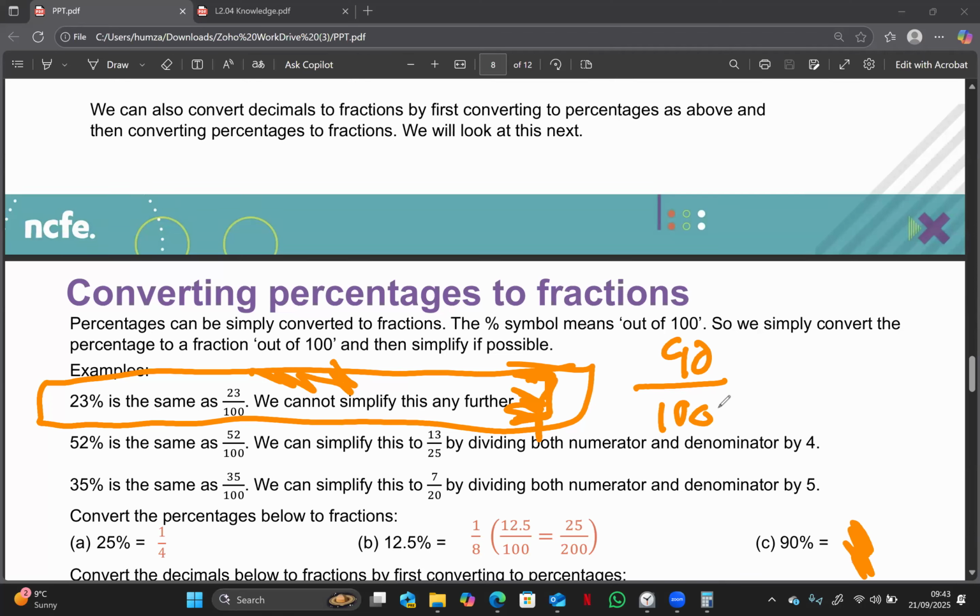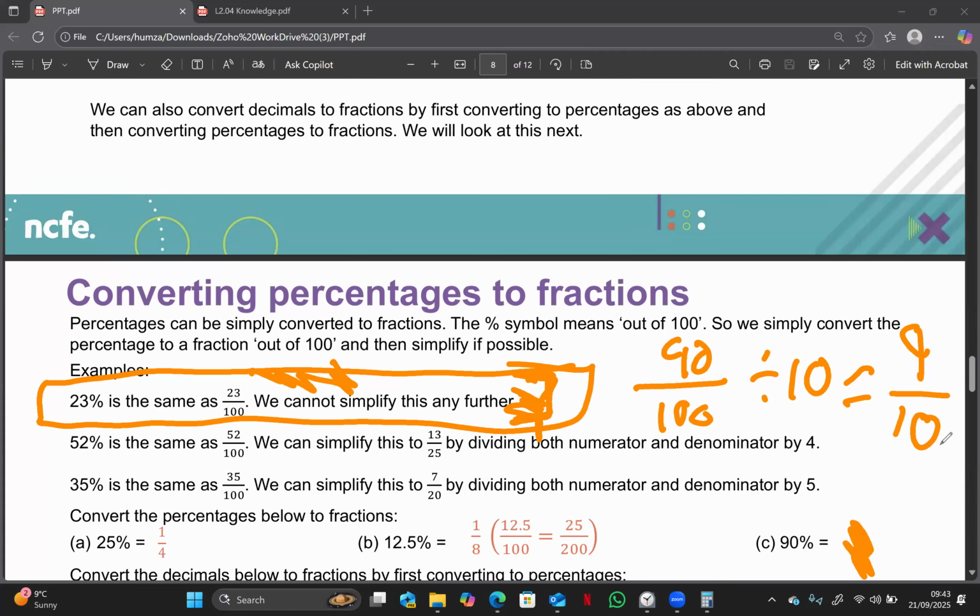What is it? 10. Yes, exactly. Do you understand, Daniela? Yes. So if we divide both by 10, what do we get? 9 over 10. Exactly. So can we simplify that any more? Can another number go into these two, 9 over 10?